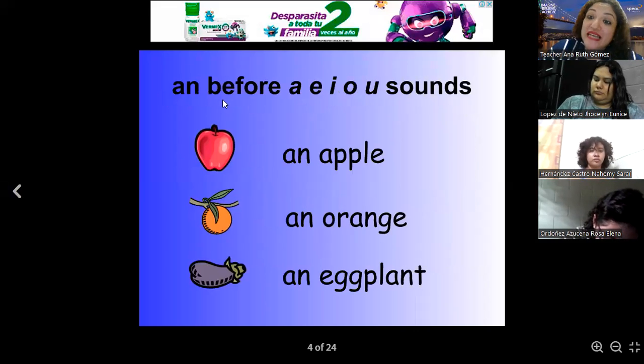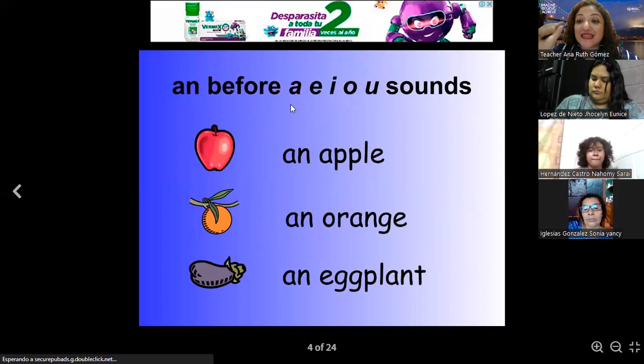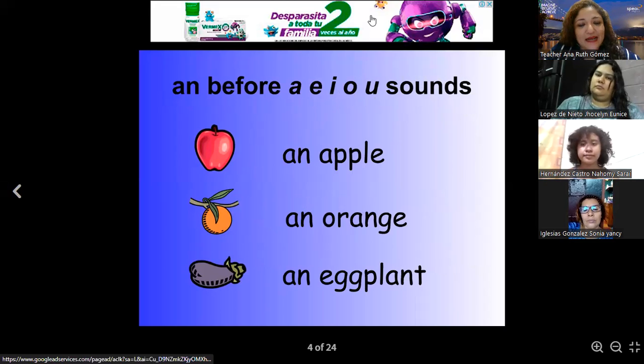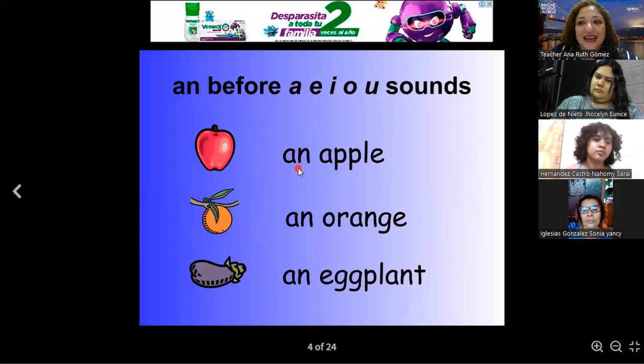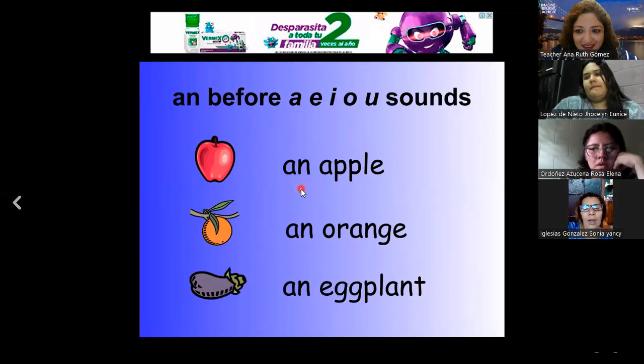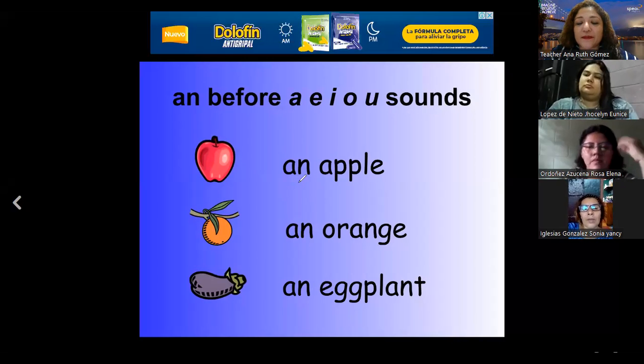Now, we use an. Vamos a usar an when the word, before the word, you have a vowel. Okay? So the vowels in English are A-E-I-O-U. Okay? So for example, how do you say una manzana in English? An apple. Everybody, ahí está. An apple. Ajá, an apple. Very good, very good. Vaya, cuando nosotros tenemos el artículo an, vamos a tratarlo de decir de corrido. No vamos a separar el artículo ni el sustantivo. No vamos a decir an apple, no. We're gonna say an apple.